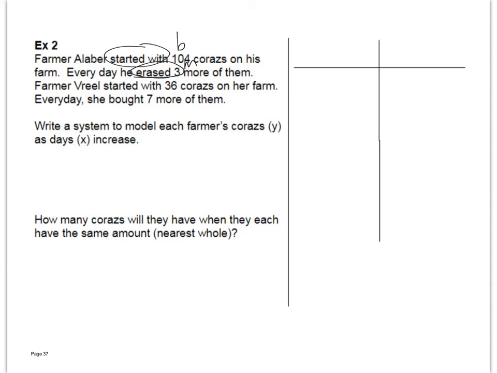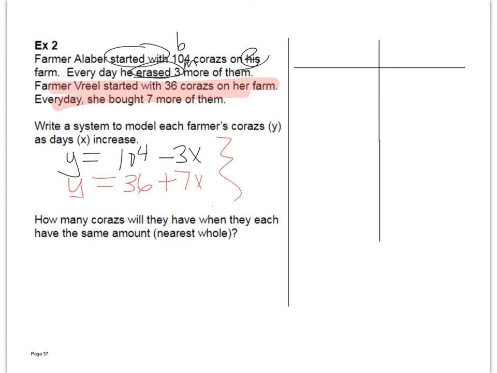So I'm going to write Farmer Algebra's equation. Okay, I said his. All right, y equals 104 minus 3x. If you want to write negative 3x plus 104, that's perfectly acceptable. Now this other equation, Farmer Real started with 36 and bought 7 more. Now Real is y equals 36 plus 7x, or 7x plus 36, whatever. That's now a system that you can use to solve your equation.